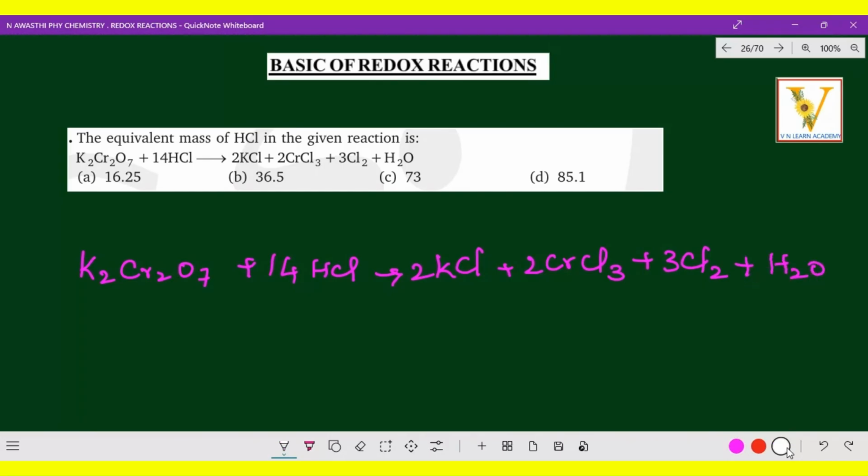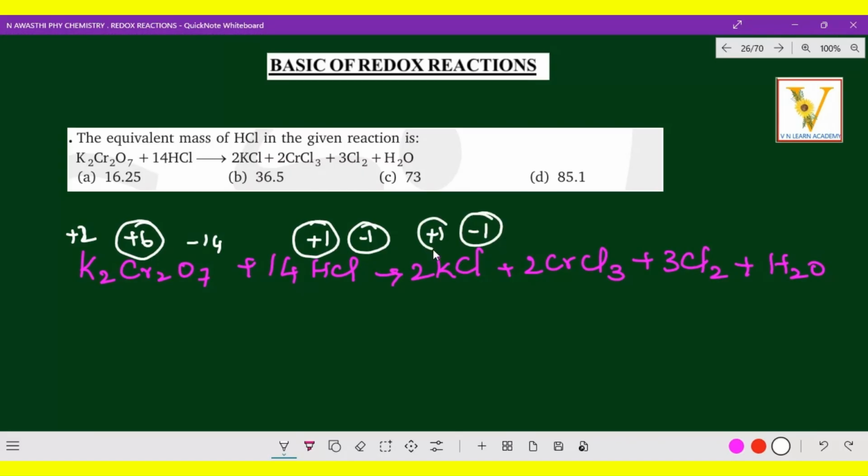Now let us identify the oxidation states. In K2Cr2O7, the oxygens total minus 14, and K2 is plus 2, so you get 12, and 12 divided by 2 gives plus 6 oxidation state for chromium. In HCl, hydrogen is plus 1 and chlorine is minus 1. In KCl also, potassium is plus 1 and chlorine is minus 1. Here chromium in CrCl3 is plus 3 oxidation state, with chlorine minus 1. In Cl2 the oxidation state is 0. And in water it is plus 1 and minus 2.